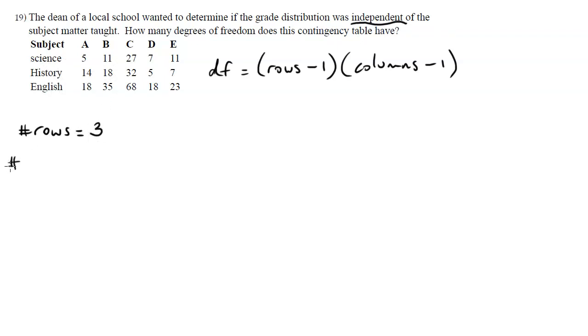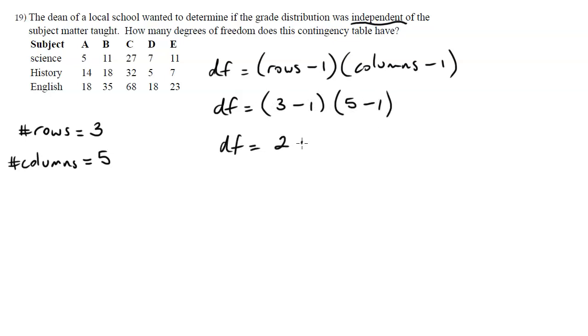And the number of columns, hashtag columns, 1, 2, 3, 4, 5, A, B, C, D, E. So if I just substitute here, 3 rows minus 1, 5 columns minus 1. So that's 2 times 4. So there are 8 degrees of freedom when I go to my chi-square table to determine the critical value. 8 degrees of freedom here.